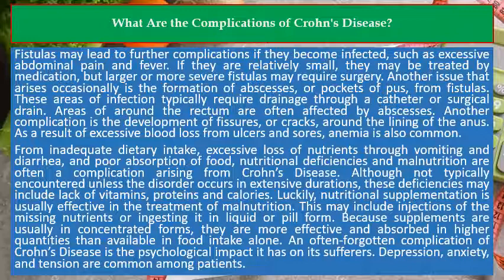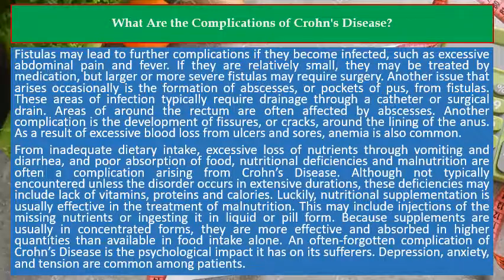Another issue that arises occasionally is the formation of abscesses, or pockets of pus, from fistulas. These areas of infection typically require drainage through a catheter or surgical drain. Areas around the rectum are often affected by abscesses. Another complication is the development of fissures, or cracks, around the lining of the anus. As a result of excessive blood loss from ulcers and sores, anemia is also common.